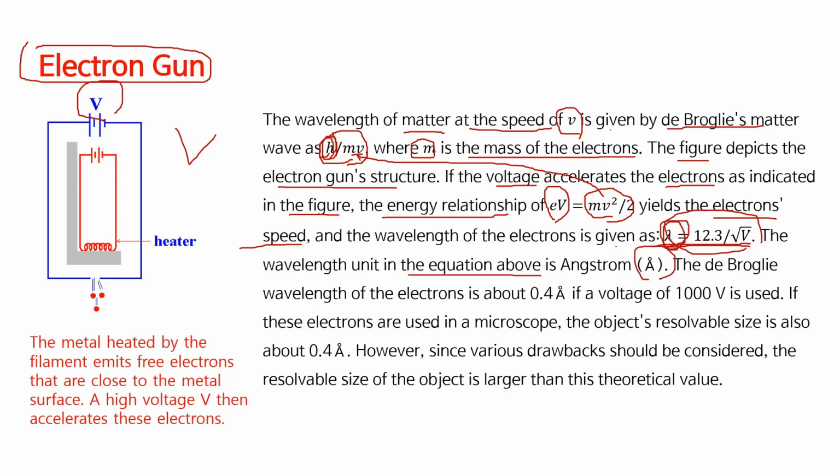The de Broglie wavelength of the electrons is about 0.4 angstrom if a voltage of 1000 volt is used here. If these electrons are used in a microscope, the object's resolvable size is also about 0.4 angstrom. However, since various drawbacks should be considered, the resolvable size of the object is somewhat larger than this theoretical value.